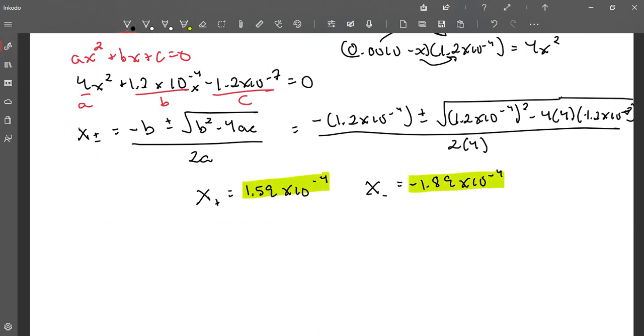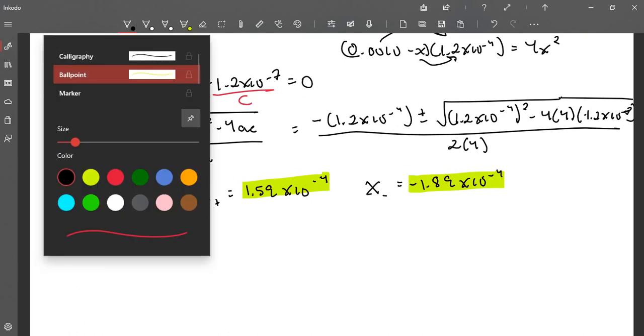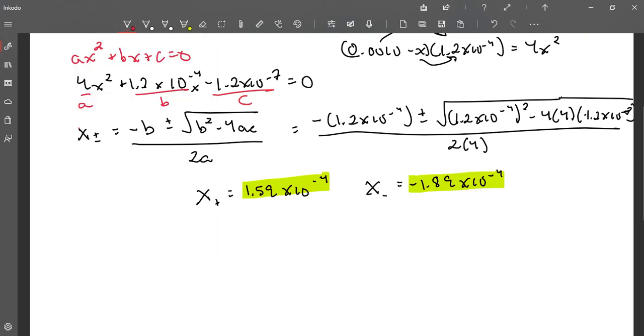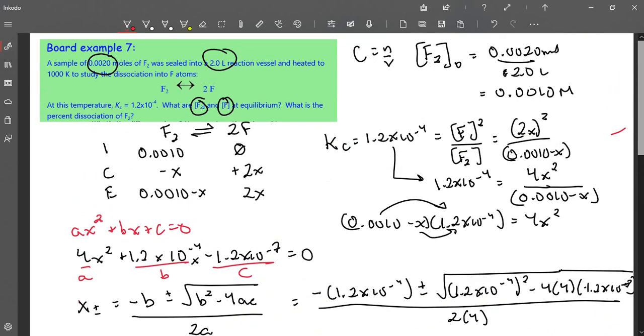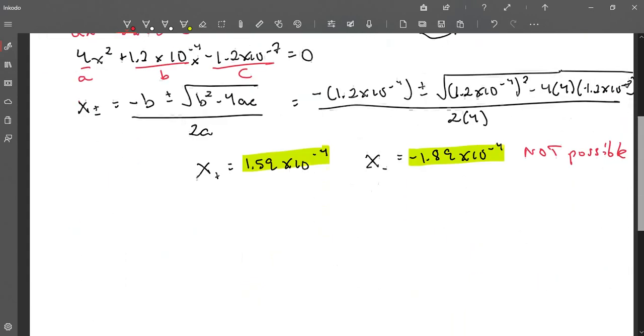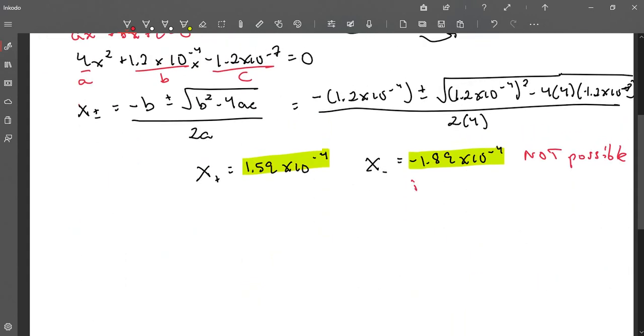This negative value as a solution to this quadratic doesn't make sense. It's not possible. Look back at your ICE table. If you had a negative value for x, you would have a negative concentration for fluorine. Negative concentrations are not possible. So because of that reasoning, you can say that you're going to ignore the negative x value.